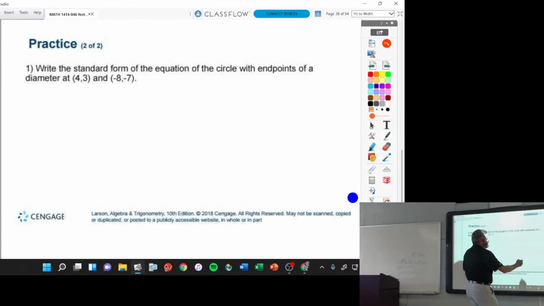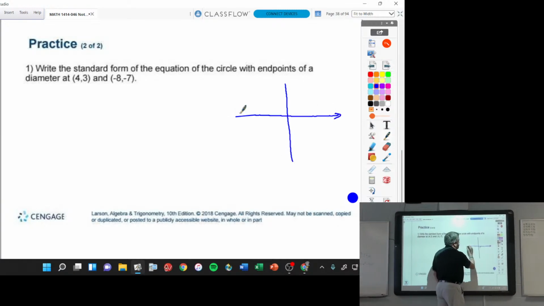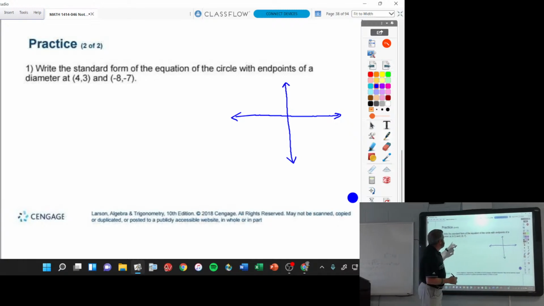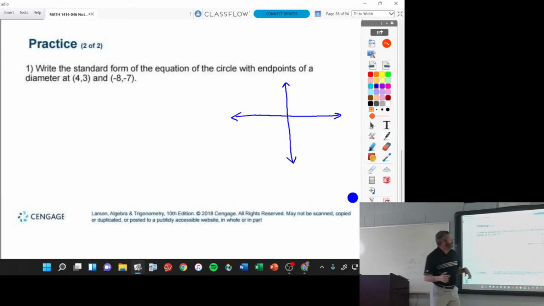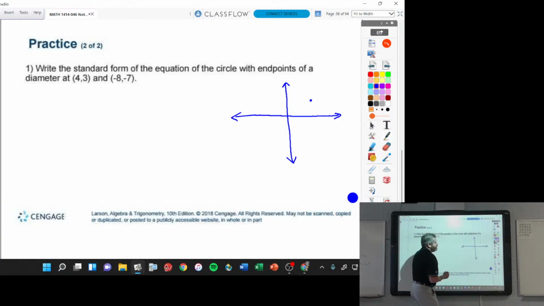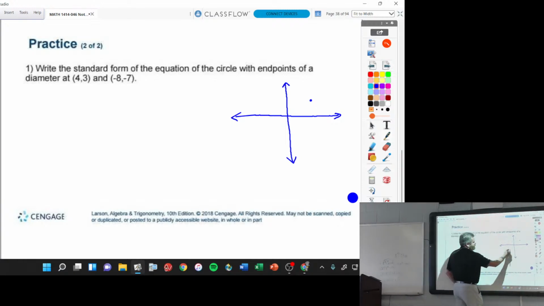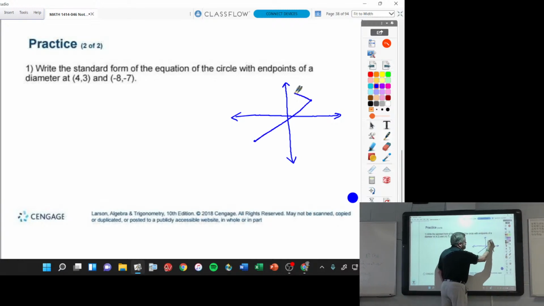So what's happened here, if I had a coordinate grid, and this is definitely not going to be drawn to scale, and it's probably not going to be a pretty circle, but I'm going to try my best anyway. So my diameter, remember the diameter is all the way across the circle. I have endpoints at 4, 3, so maybe about right there, and negative 8, negative 7, so down here. So this is my diameter, so my circle goes through those points.